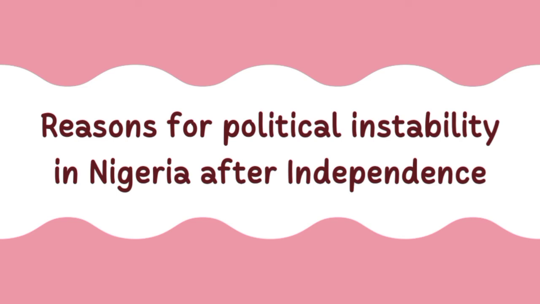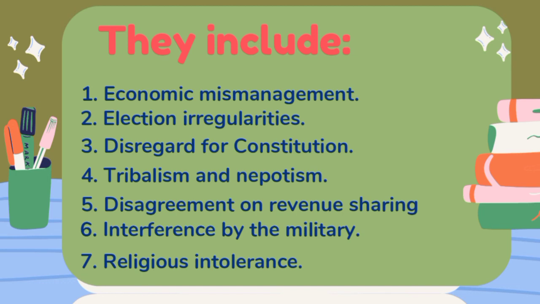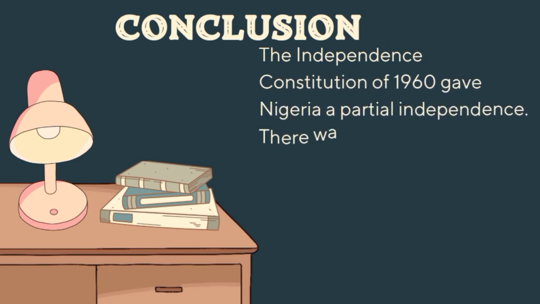Among the various reasons why Nigeria witnessed political instability immediately after independence was the fact that there was economic mismanagement, election irregularities, disregard for the constitution, tribalism and nepotism, disagreement on revenue sharing formula, interference by the military, religious intolerance, among others.